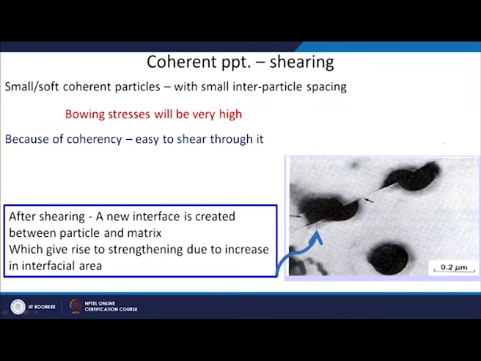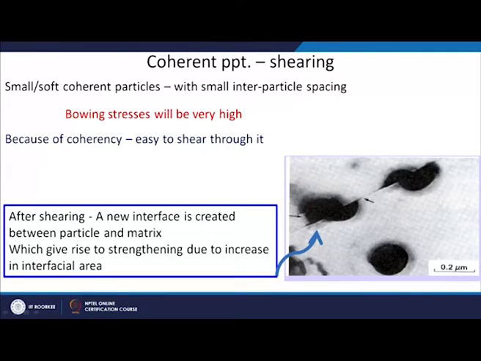So, for a coherent precipitate, as I told you, there can be shearing or bowing. Shearing usually takes place when your precipitate is weak. For a coherent precipitate, because of the coherency, the interface has very low energy, so the dislocation shears through the precipitate. For a small soft coherent particle with a small interparticle spacing, the bowing stress will be very high, so because of coherency it is easy to shear through it. There is a nice micrograph shown here. The dislocation has moved through the particle, so it is now sheared by one Burgers vector. After the shearing, a new interface is created between particle and matrix, which gives rise to strengthening due to the increase in interfacial area.